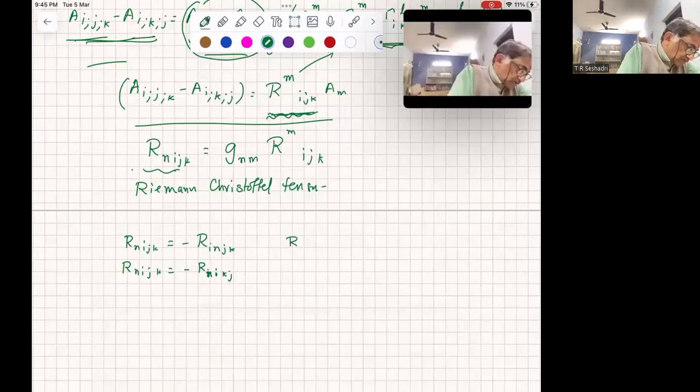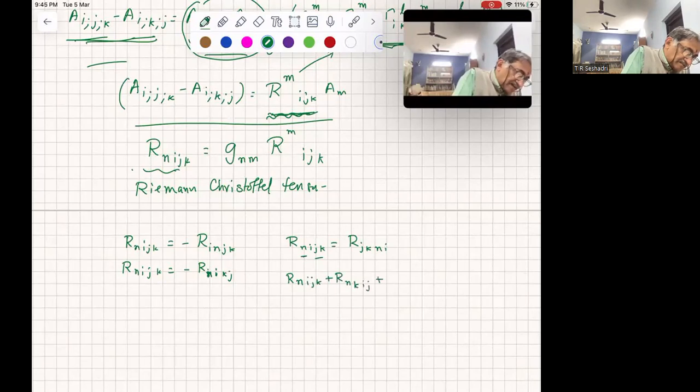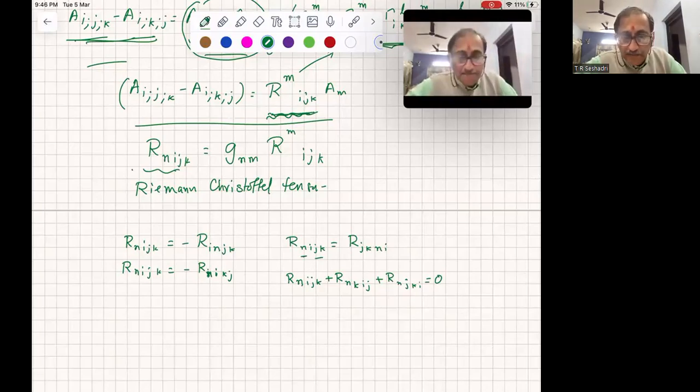So now, another interesting thing is if I have R, N, I, J, K and just reverse these two pairs, then it is symmetric. And R N I J K plus R N K I J plus R N J K I is equal to 0. That is, if I keep the first one constant and cyclically rotate the other three, the sum is 0. So these are some important properties of this.